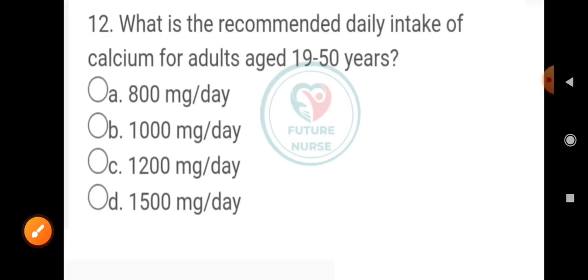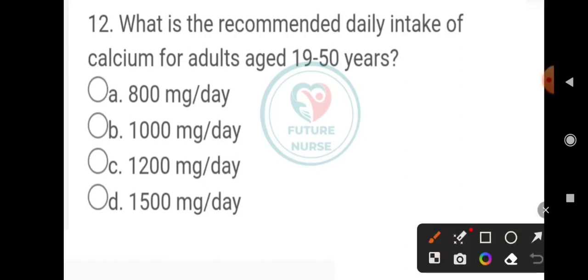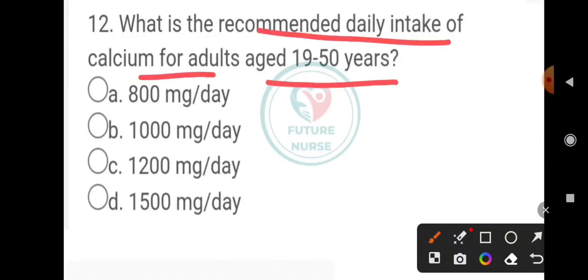Okay, what is the recommended daily intake of calcium for adults aged 19 to 50 years? 800 mg per day, 1000, 1200, 1500. So the recommended daily intake of calcium for adults aged 19 to 50 years is 1000 mg per day.